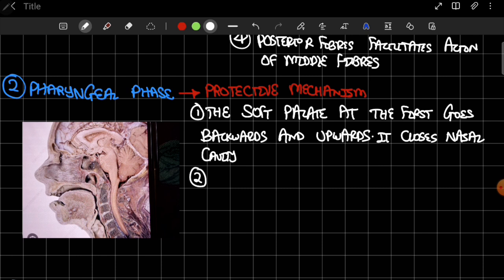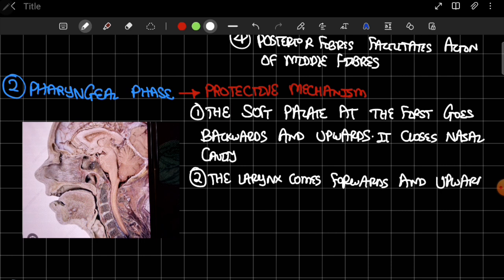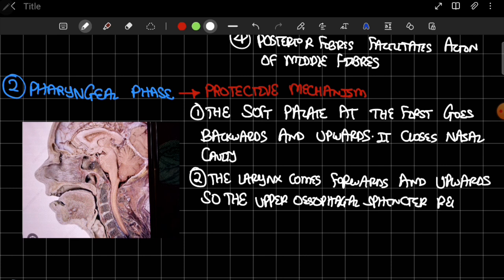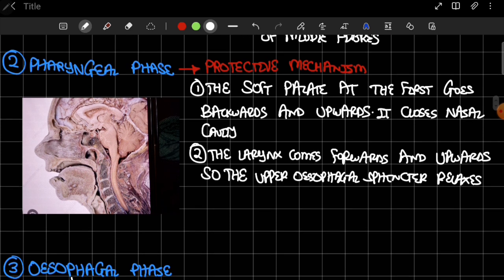Now, what does the larynx do? This is the larynx. Okay. So the larynx comes forwards and upwards. So what happens? The upper esophageal sphincter relaxes. So the food can go down.